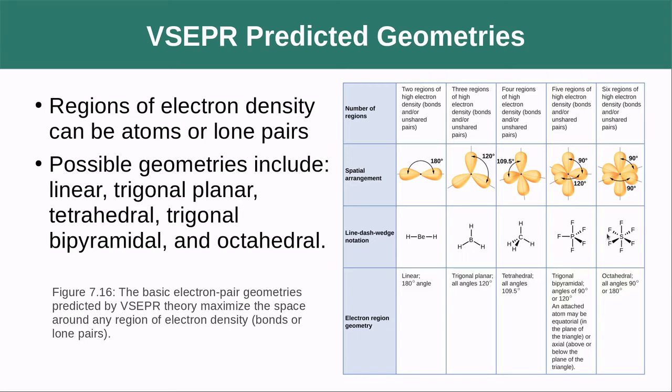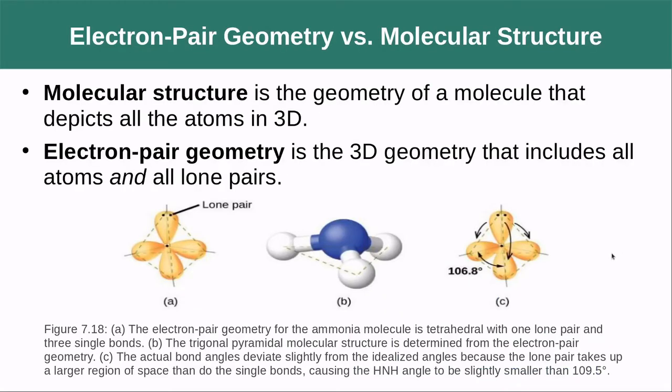Once we get up to six regions, we're going to get this octahedron shape where all of our atoms' electron regions are 90 degrees apart. Molecular structure is a geometry of a molecule that depicts all the atoms in 3D, but electron-pair geometry is the 3D geometry that includes all of the atoms and all of the lone pairs. So here we can see that this is an electron-pair geometry because it's got the lone pair described there, whereas here we're omitting the lone pair and we're only showing these atoms and how they are arranged.